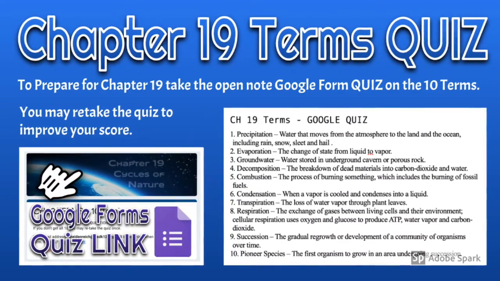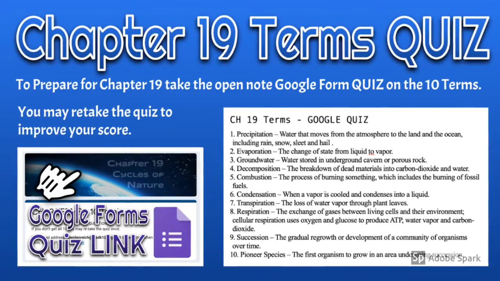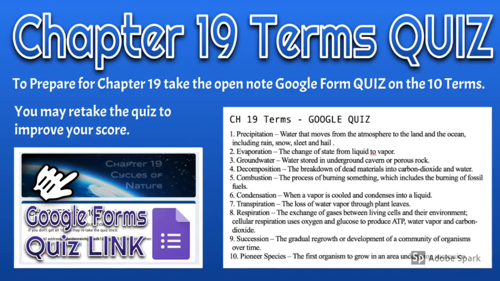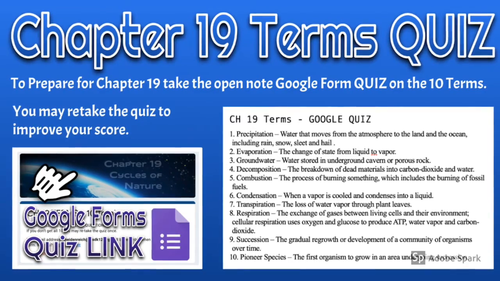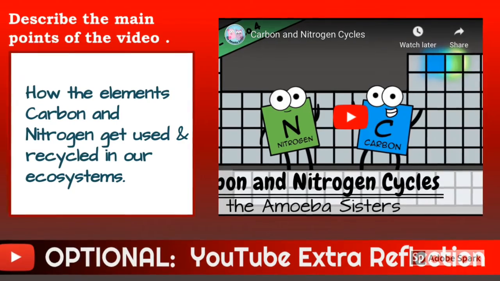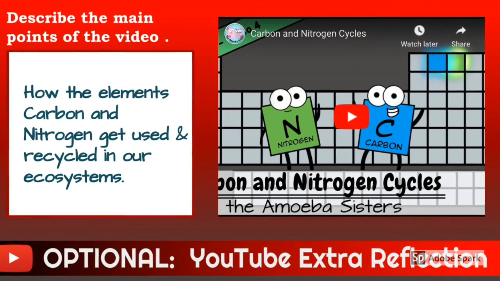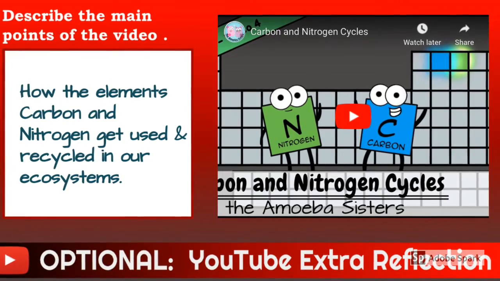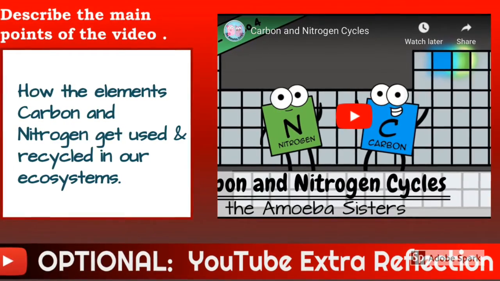To get ready for Chapter 19, I'd like you to take the Open Note Chapter 19 Terms quiz. Remember, you are supposed to be looking at the definitions as you take the quiz. It's just a way to prove that you read them. If you want to get a little bit ahead, watch the Amoeba Sisters video, which covers the carbon and nitrogen cycle. We'll also be looking at the water cycle and succession later on.